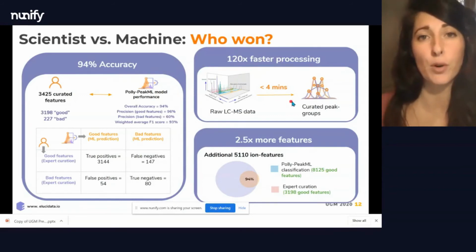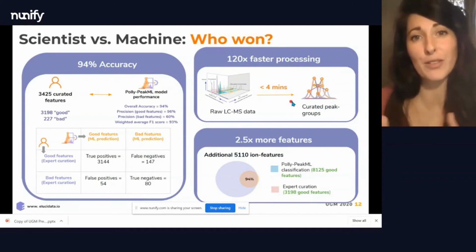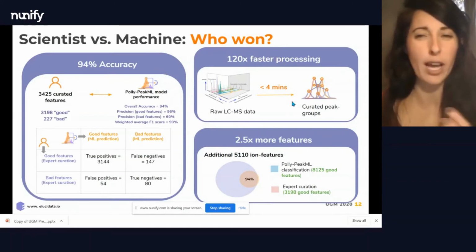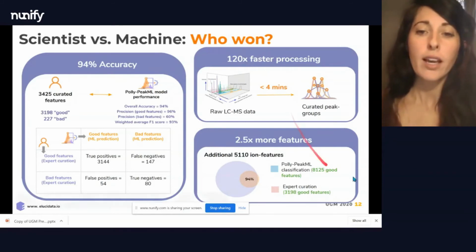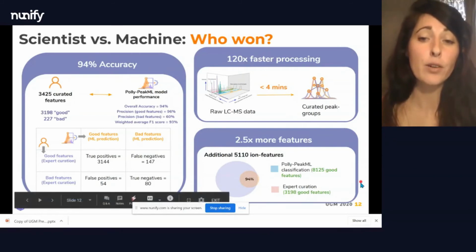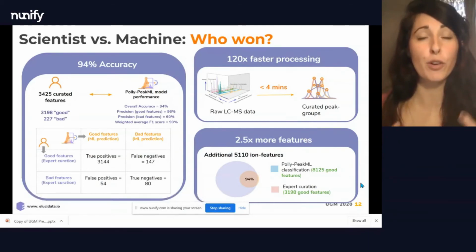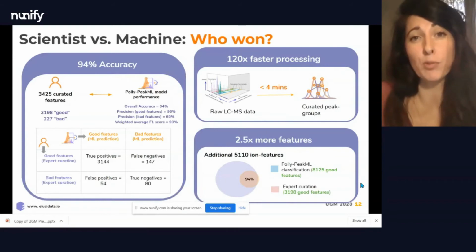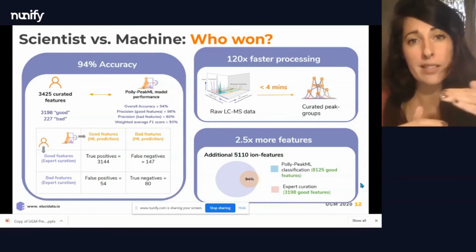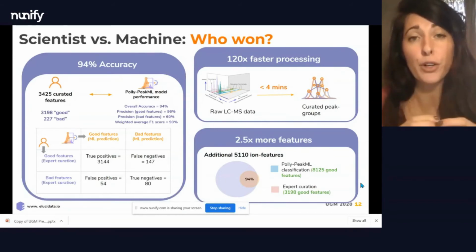And we think that's important, obviously because it takes less time, but also because this allows the user to do this iteratively if you're not happy with the parameters that it used. Finally, it detected around 2.5 times more features. So this is important, because in order for a scientist to engage with these data sets, you need to have a manageable data set where you defined your baseline and defined the minimum signal you're going to look at.